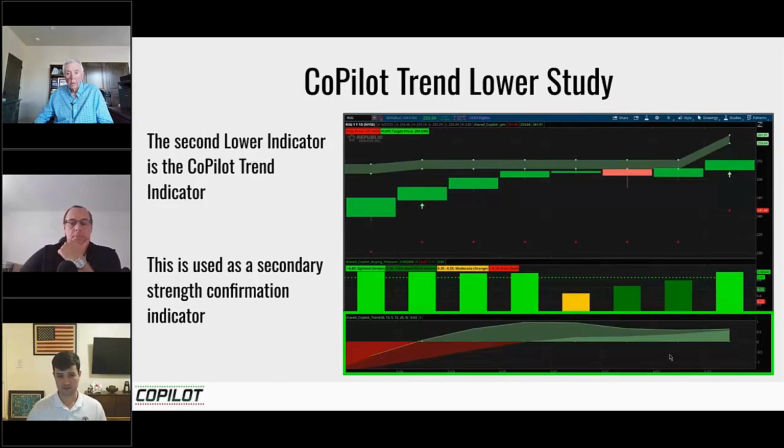Now, as I mentioned, there's another lower study as well, which is this very bottom chart down here. This second lower study is the CoPilot trend indicator, and this is more of a momentum indicator for the underlying trend in the stock. And again, we also use this as a secondary strength confirmation indicator.